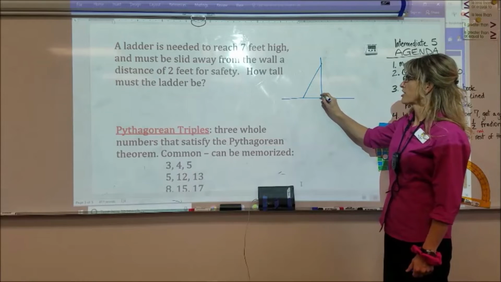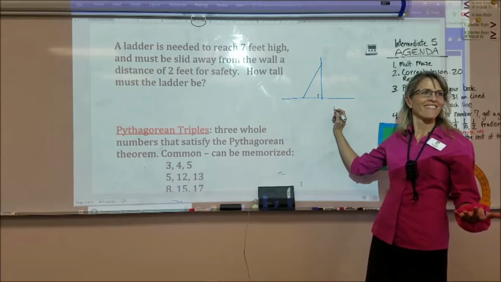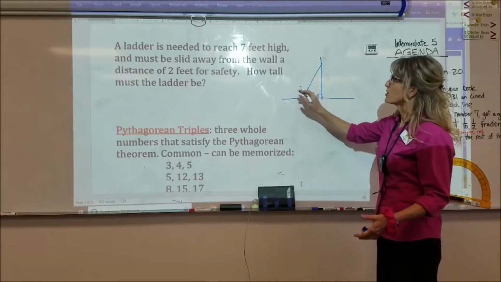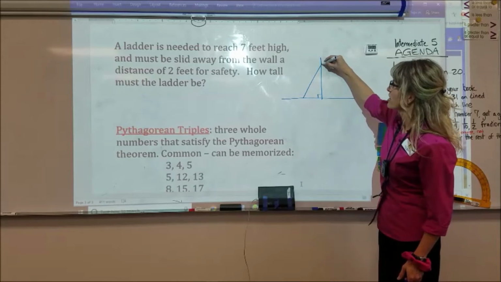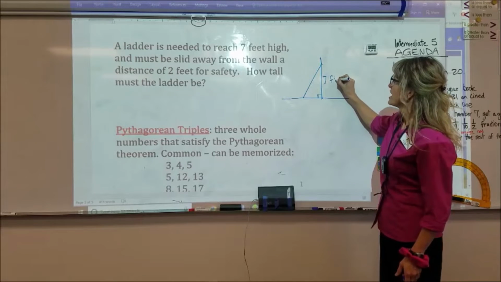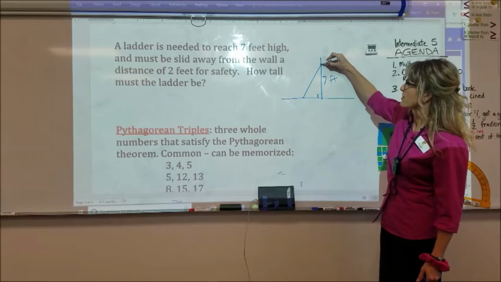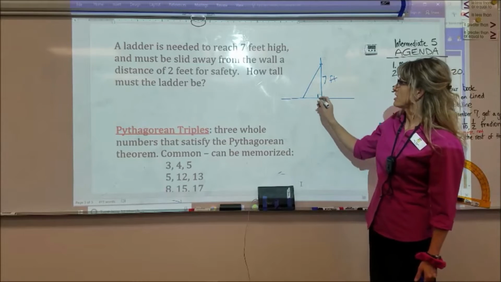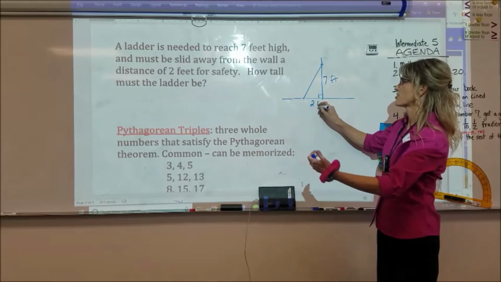Well, don't walls and grounds meet at a right angle? I have a right triangle, so I can use the Pythagorean theorem. But let's put in the other information, 7 feet high. So from here to the top of the ladder is 7 feet. It didn't say the ladder was 7 feet. It says it has to reach 7 feet. And then the distance from the ladder to the wall has to be slid away. So there's our other 2 feet.